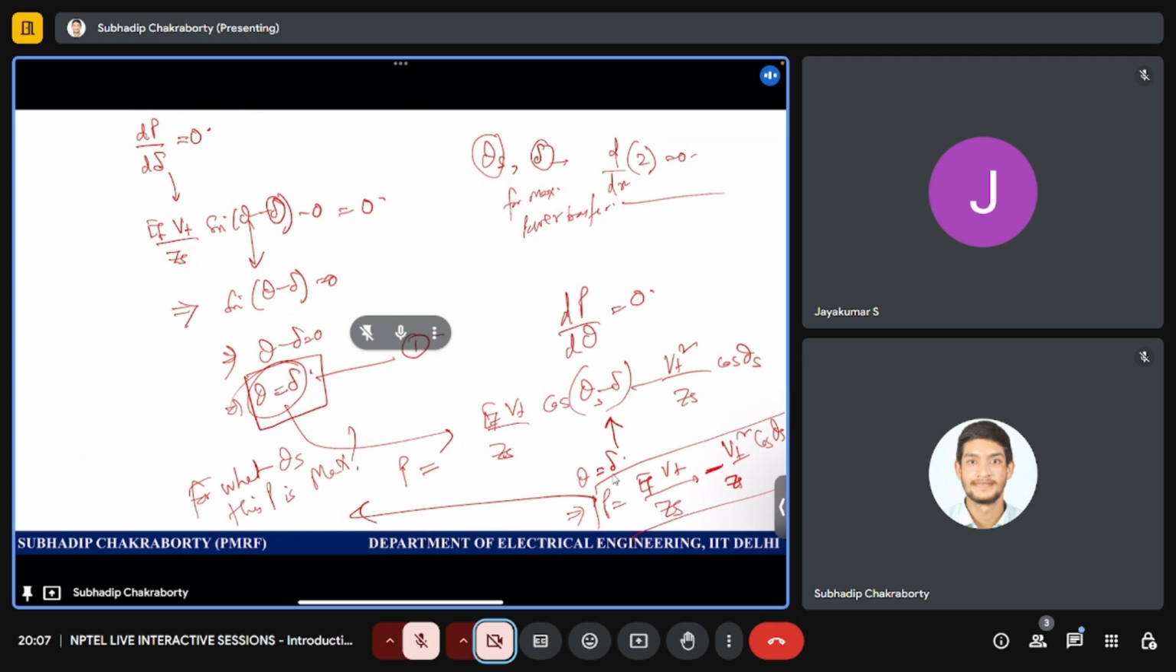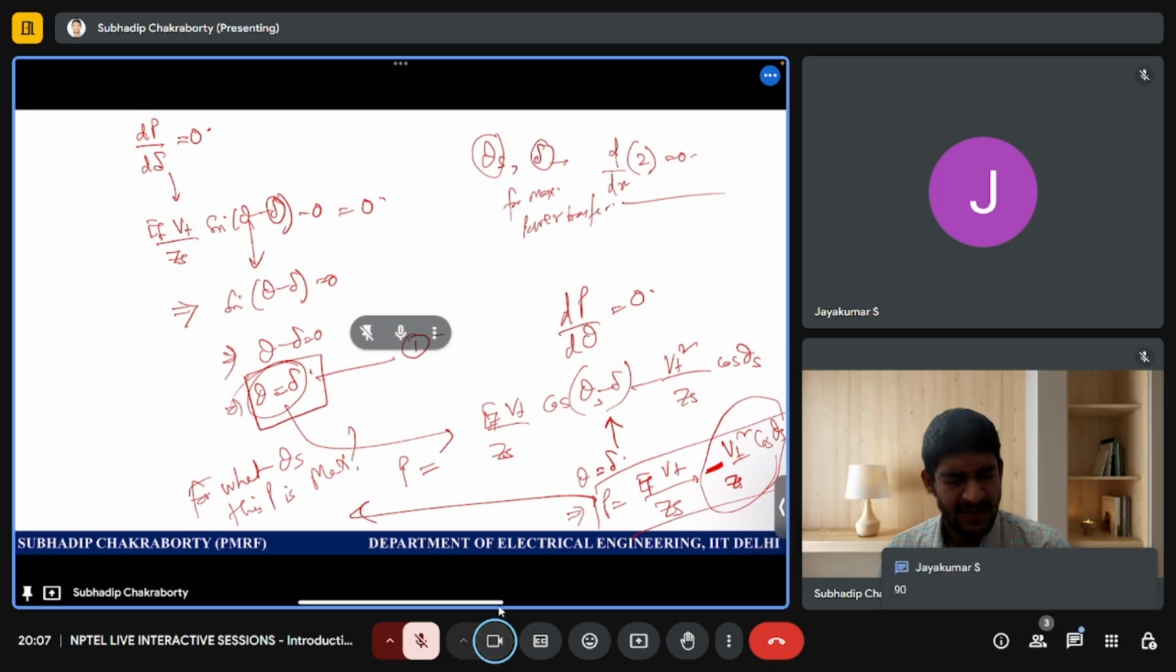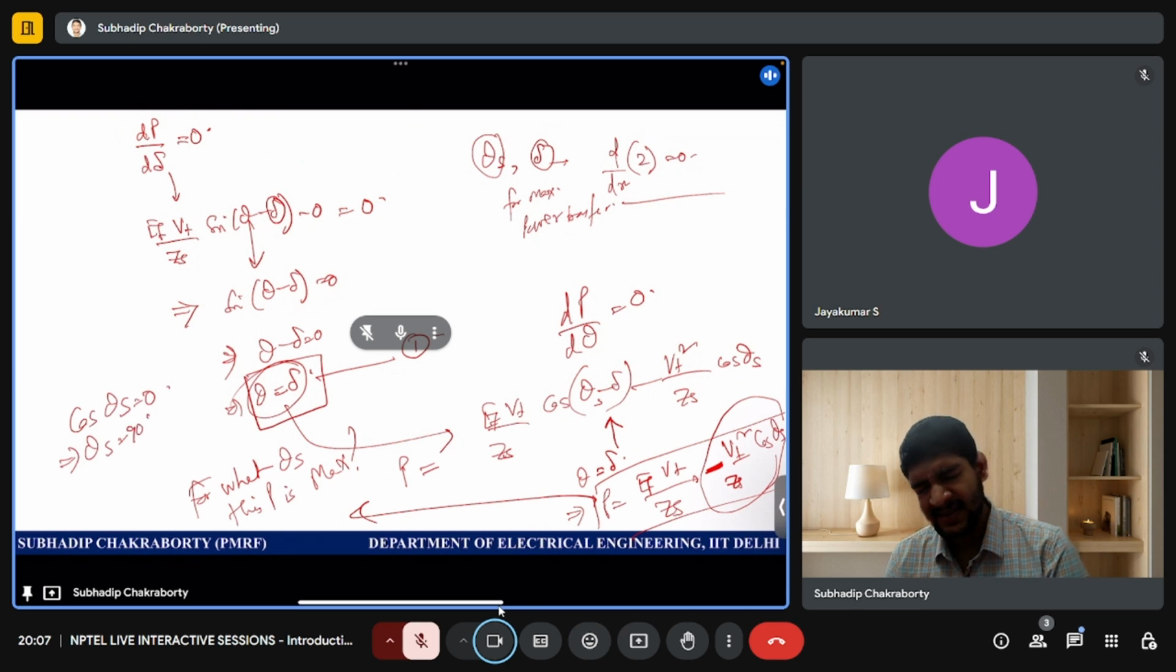Can you tell? There is a negative sign. So I want this term to completely go to 0 so that my power becomes maximum. So cos theta S should be 0. That means theta S should be 90 degree. That means the condition becomes theta equal to delta equal to 90 degree from here.